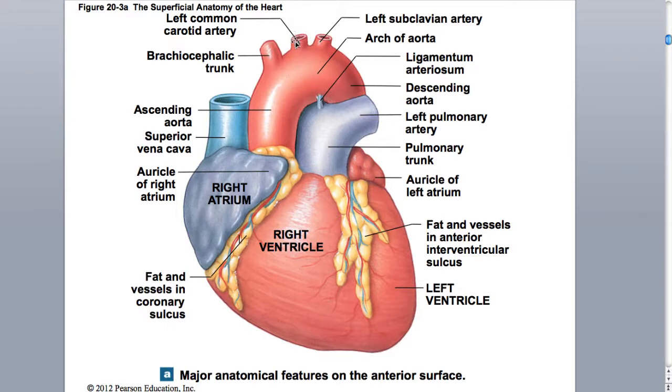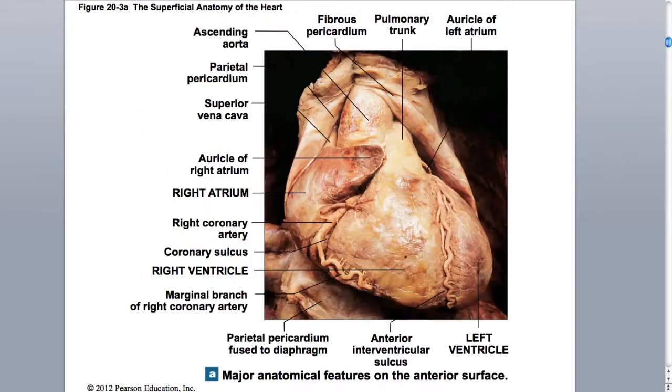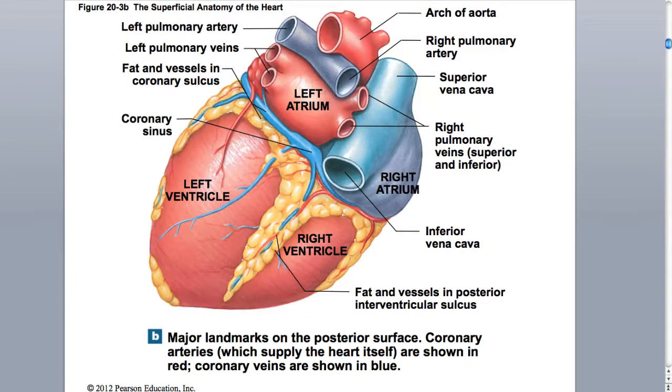Then the middle one, our last one, is the left common carotid artery. So the left common carotid artery goes directly to your neck and head. Next slide. This slide represents the actual anatomical picture version. Next, we have the back side. Same story applies, but this time around there are certain things that I want you to note.